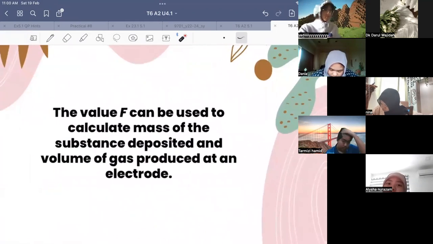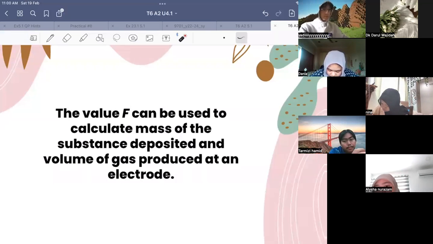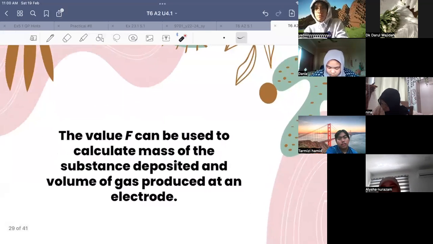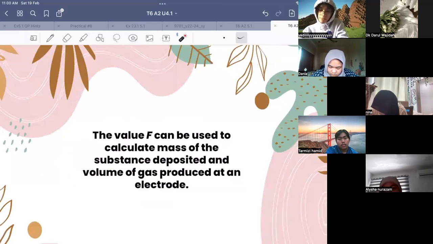So the value F, the Faraday's constant, can be used to calculate the mass of the substance deposited or the volume of gas produced at an electrode. So how can we use Q equals IT and F equals Le in calculating how much product we have produced during electrolysis?